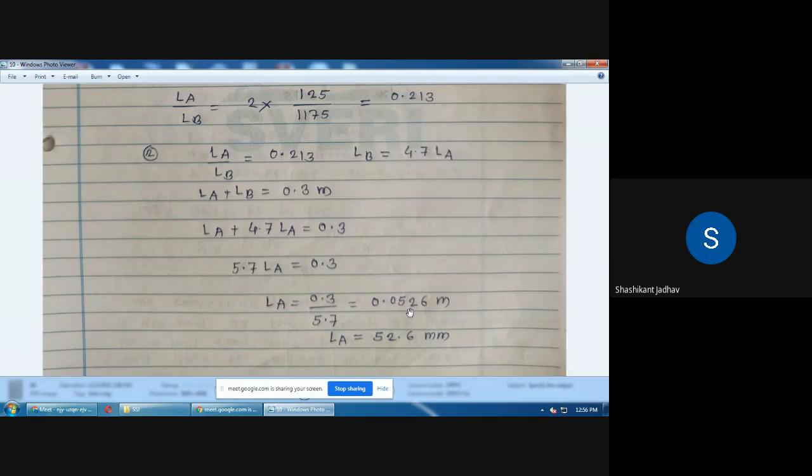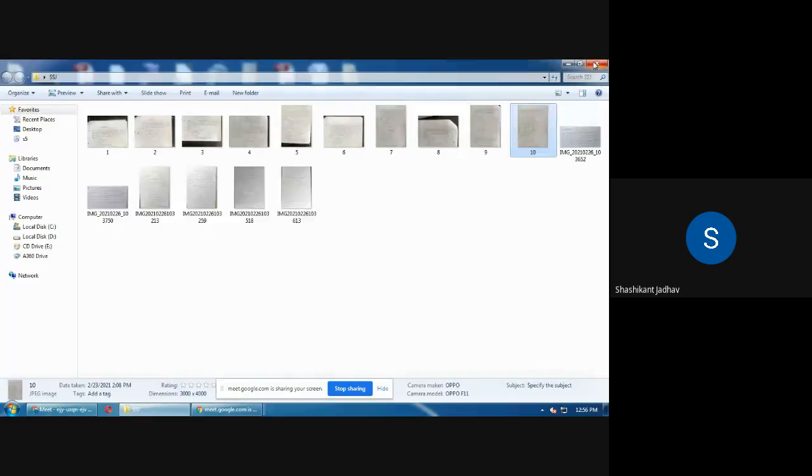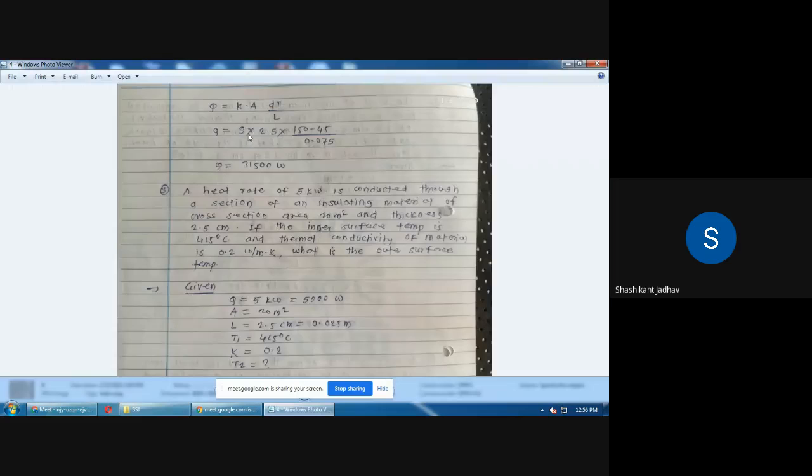Okay. So this is about the problem which is related to the Fourier's law of heat conduction. In this case we have considered a composite wall, means two walls connected to each other, and for that we have calculated the ratio of the thickness of two layers, and then we have calculated the thickness of the layer A. So I think this is the third problem. Write down the next problem.